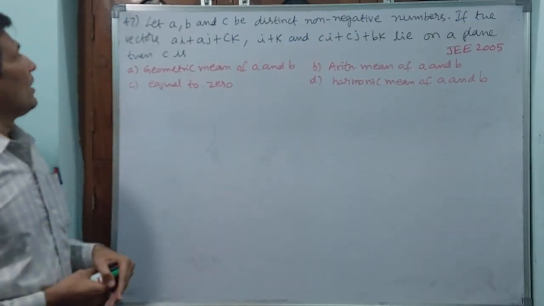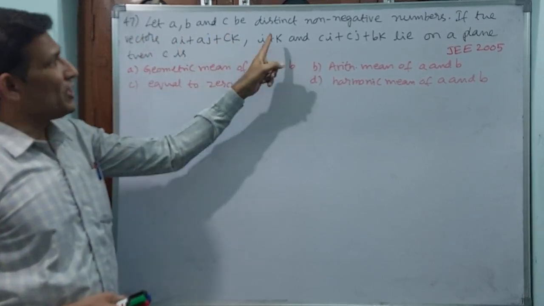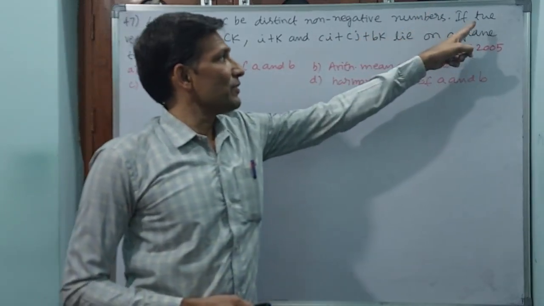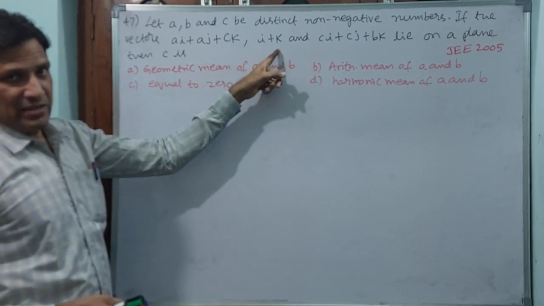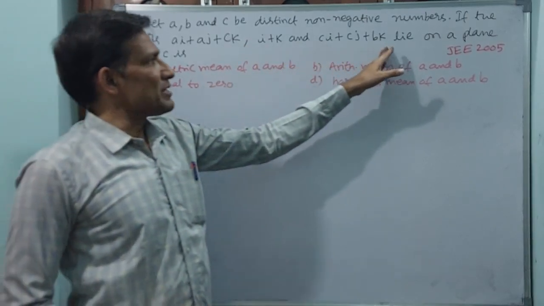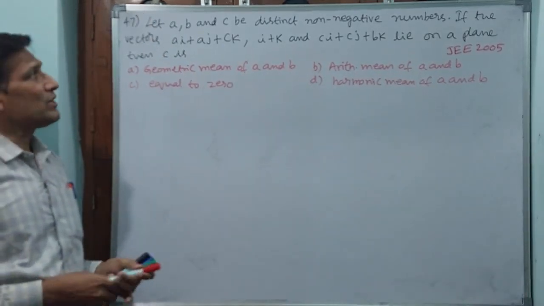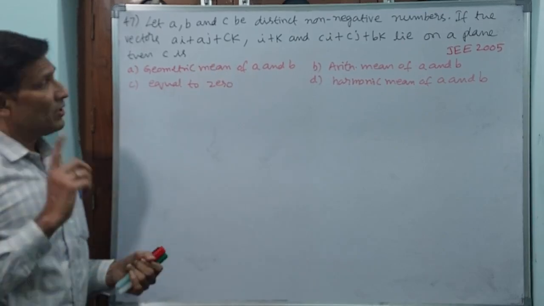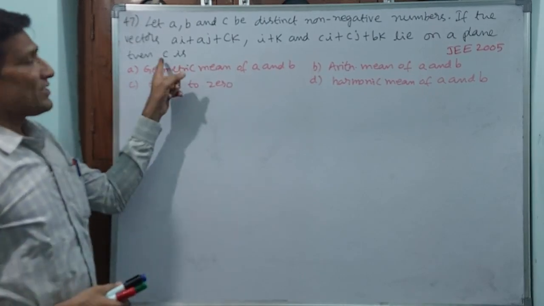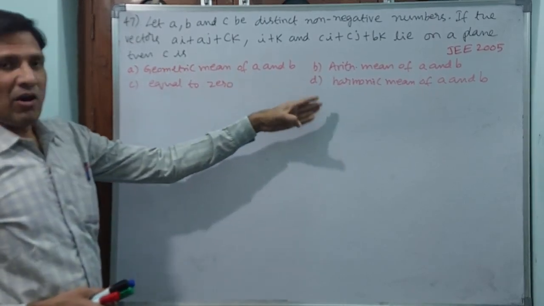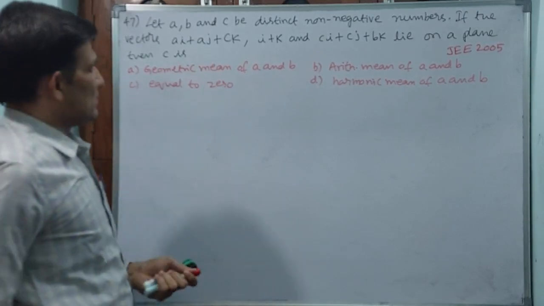Okay, see. 47th question. Let a, b and c be distinct non-negative numbers. If the vectors ai plus aj plus ck, i plus k, ci plus cj plus bk lie on a plane. On a plane means on same plane. Coplanarity. That means you make determinant that should be equal to 0. You first make it equal to 0, then we will observe what comes. Whether c is arithmetic mean, geometric mean, harmonic mean, or c equal to 0, they are asking us to find. We can find, that is not that much difficult.